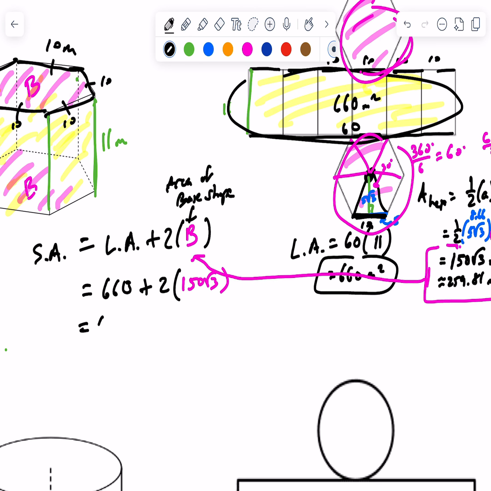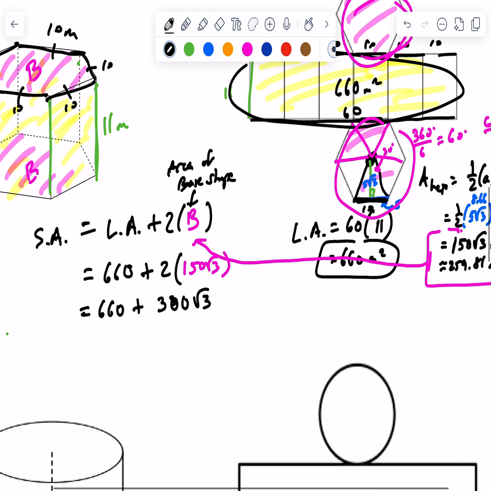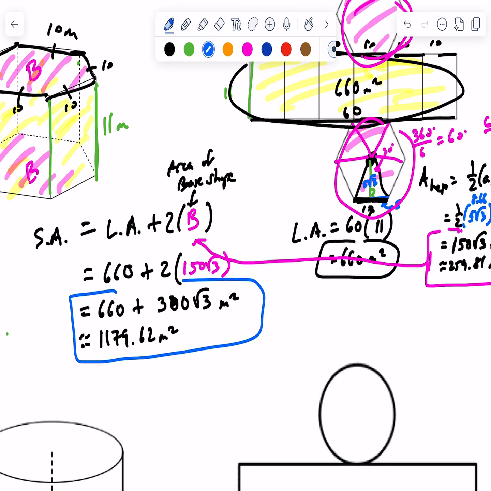So total, we're going to get 660 plus 2 times 150, which is 300 root 3. Now, we cannot combine these. You cannot combine a root 3 with a regular number. So I'm just going to punch that in my calculator. 660 plus 300 root 3 is going to give us 1179.62 meters squared. You could actually leave it like this. They're both correct. But 1179.62 meters squared.